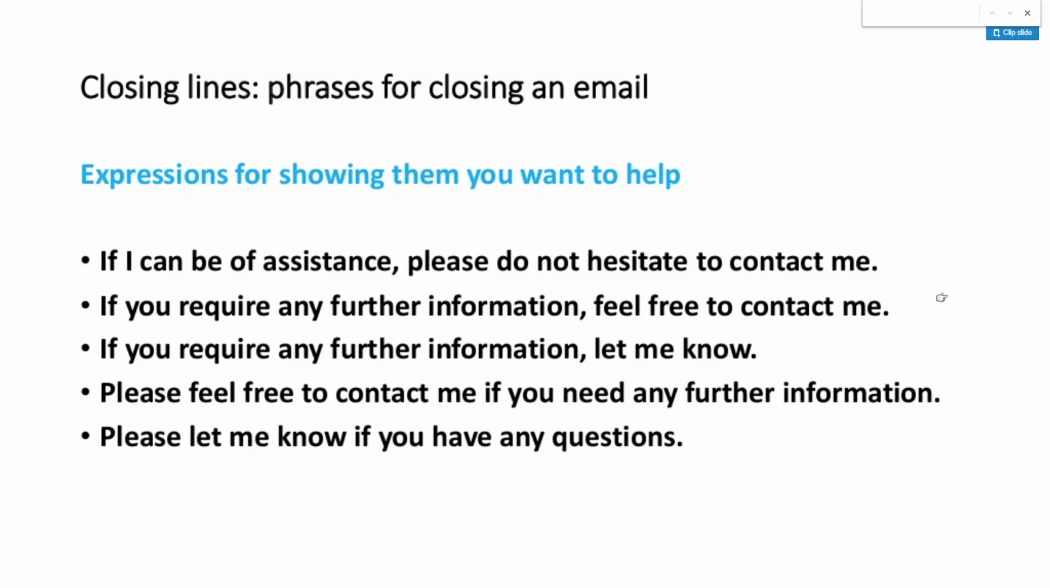If you require any further information, feel free to contact me. If you require any further information, let me know. Please feel free to contact me if you need any further information. Please let me know if you have any questions. Oh, that's a handy one as well. Might use that in lots of emails.